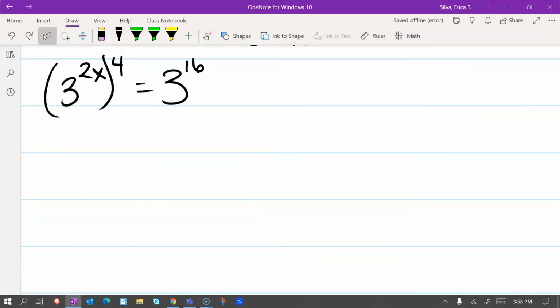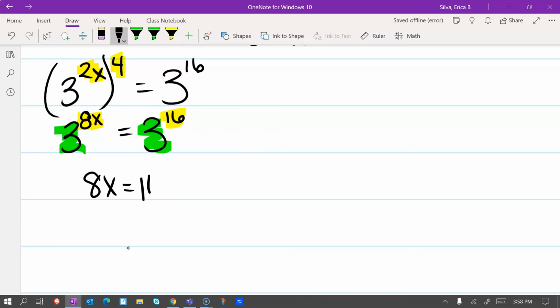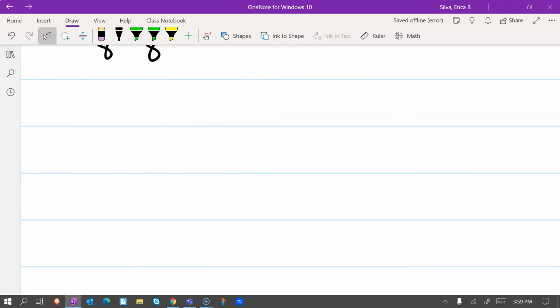For this one, we want to use our exponential rules. When we have an exponent to an exponent, we use our power rule, which tells us that we can multiply those two exponents. So this is 3 to the 8x power is equal to 3 to the 16th power. Our bases are the same. Set our exponents equal. And x is equal to 2.